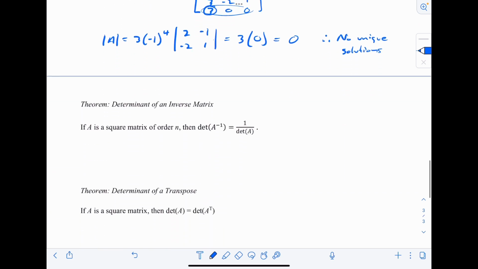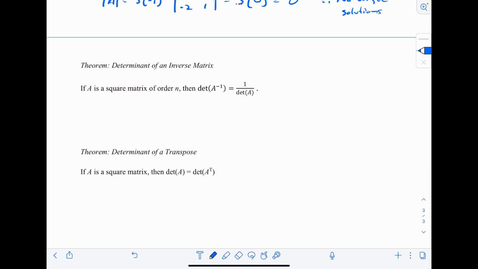All right. These last two, I'm not going to go through any examples, so I'm just going to finish up by making you aware of these theorems. Because they're pretty straightforward. I don't think an example is really necessary, and you'll practice some of this in your exercises. The first one says that if A is a square matrix of order n, then the determinant of the inverse matrix is the same as 1 divided by the determinant of A. Okay, so if I find the inverse and take the determinant of the inverse, it's the same as just 1 divided by the determinant of the original A matrix.